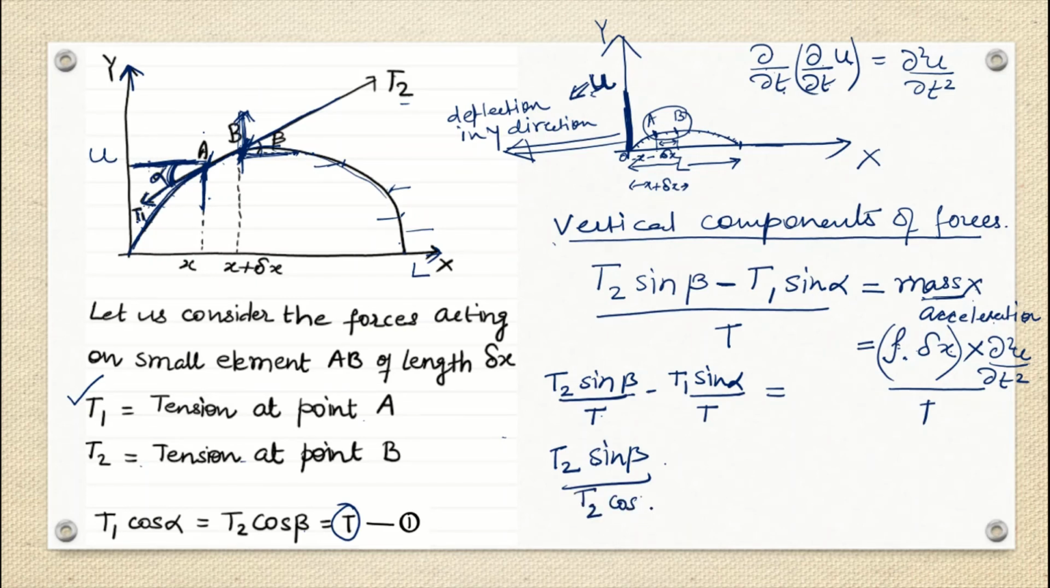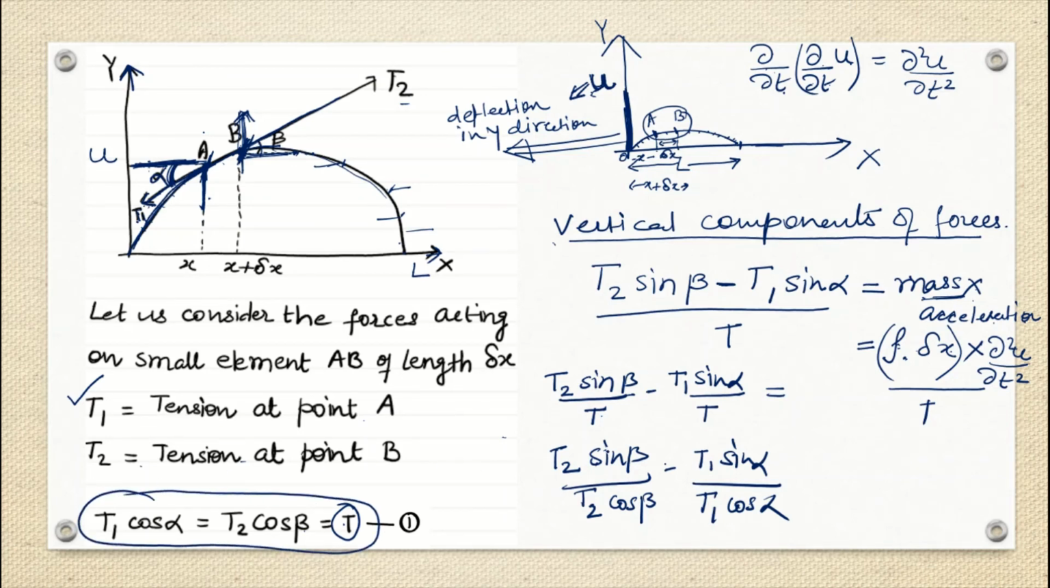Okay, and this is your t1 sine alpha, and then instead of t I am writing down t1 cos alpha. So t1 cos alpha. And why am I writing this down? Because I am taking help of equation number 1. So in this case what will happen?